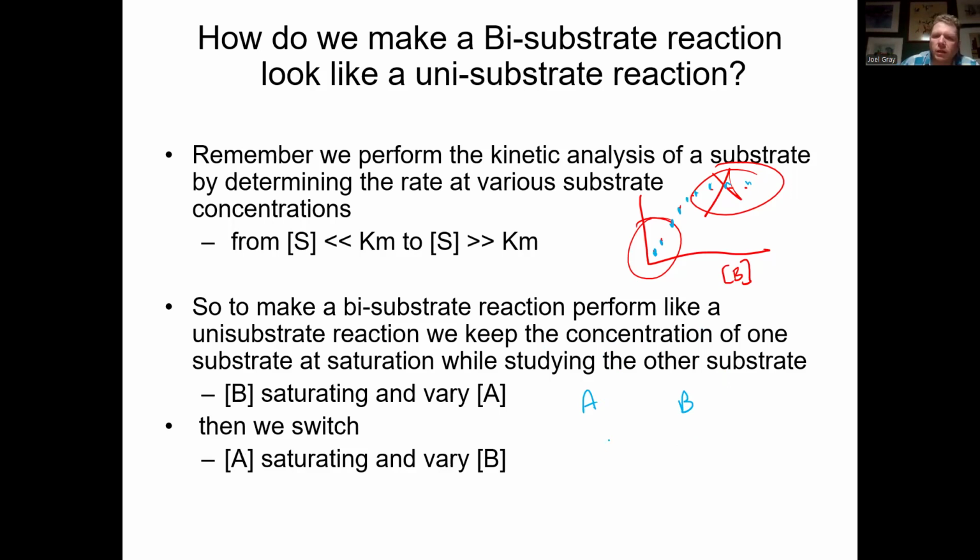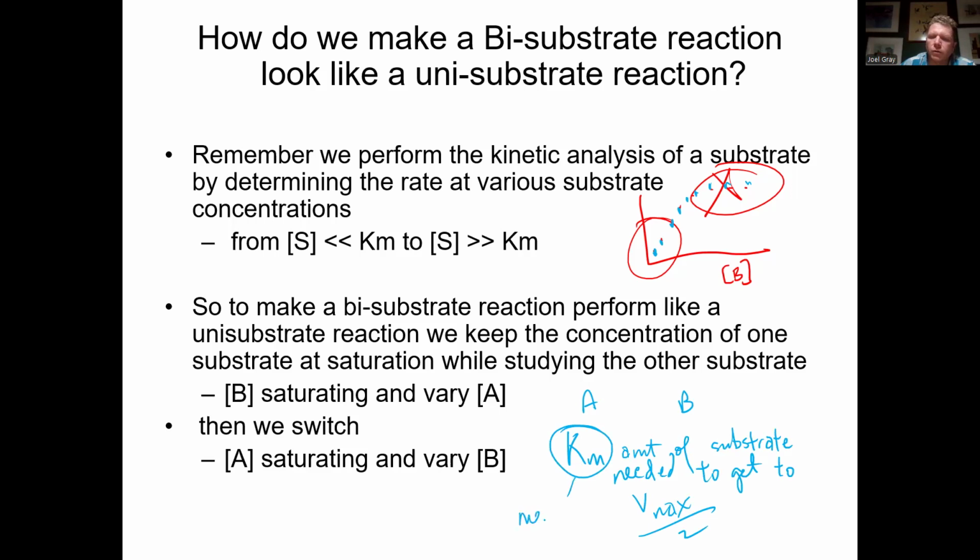Now, I'd like to add one more thing here. Km, in addition to being the amount of substrate needed to get to Vmax over 2, Km is also a measure of affinity for a substrate.